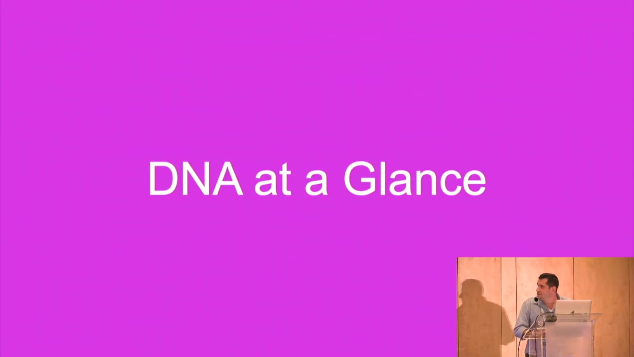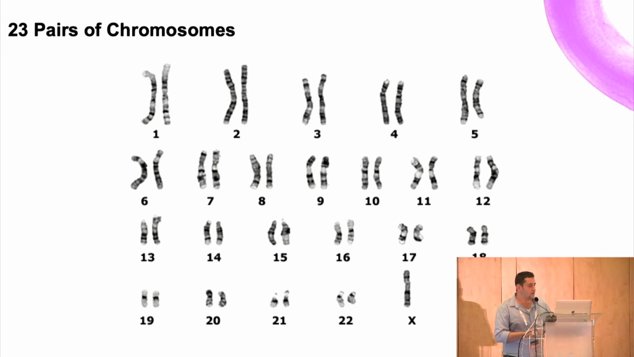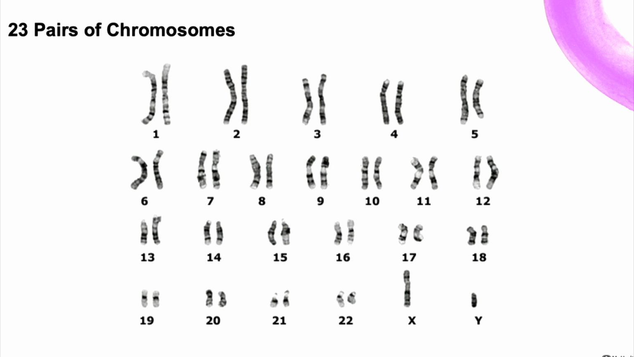So DNA at a glance: all of us, human beings, we have 22 what we call autosomal chromosomes, and an additional chromosome, which is the sex chromosome that defines our sex, an XY for a male, and two X's for a female. And this is pretty much how it looks for all of us. This is our combination, our genetic structure. But it's not always that different.